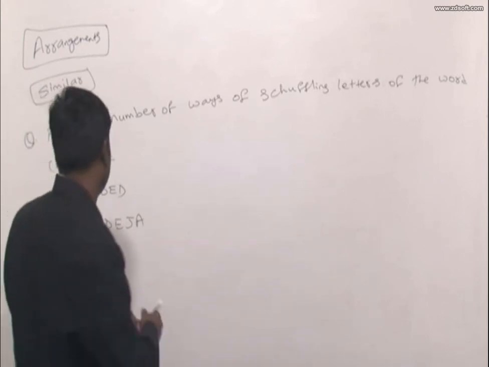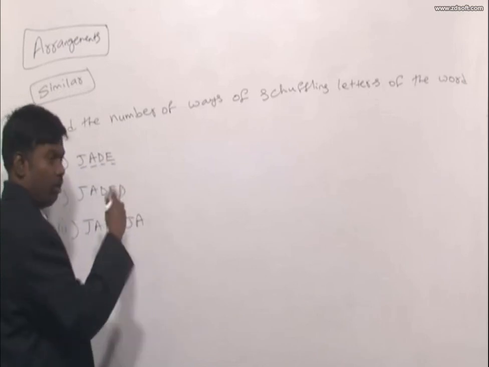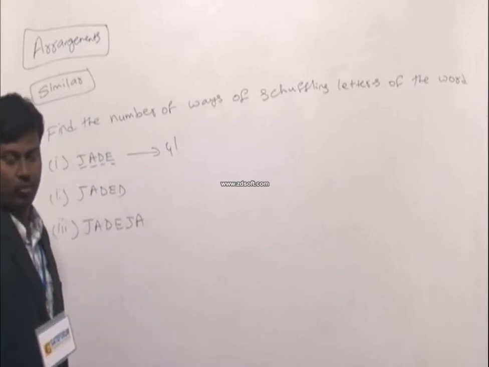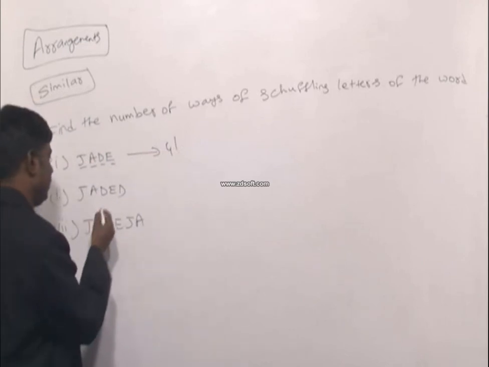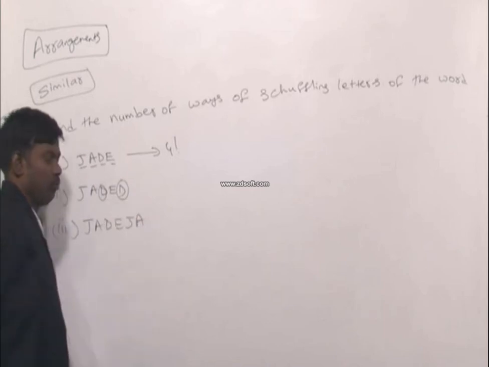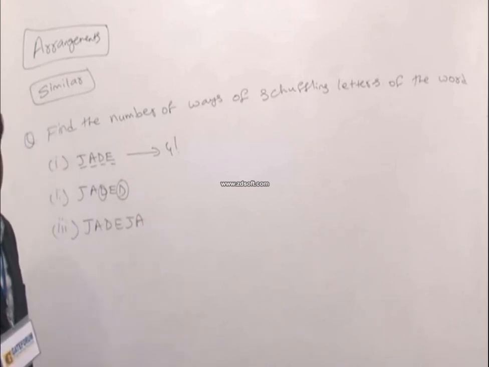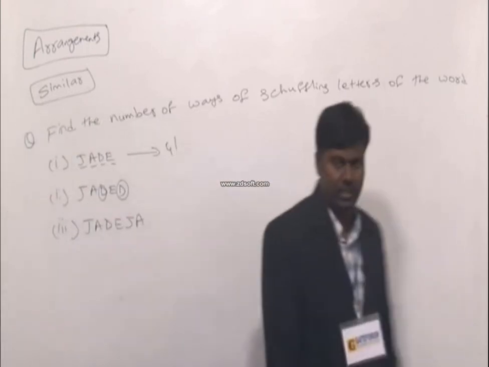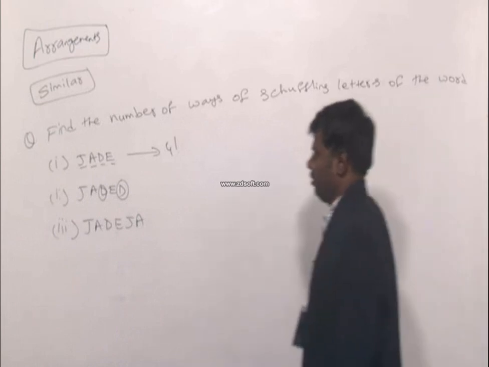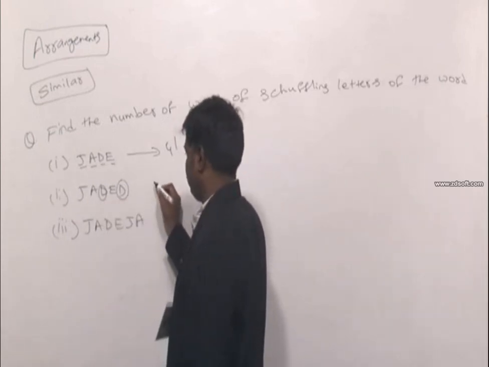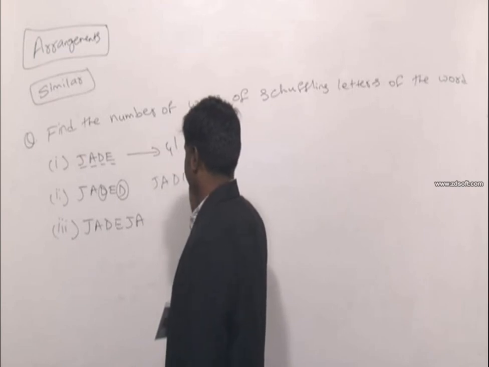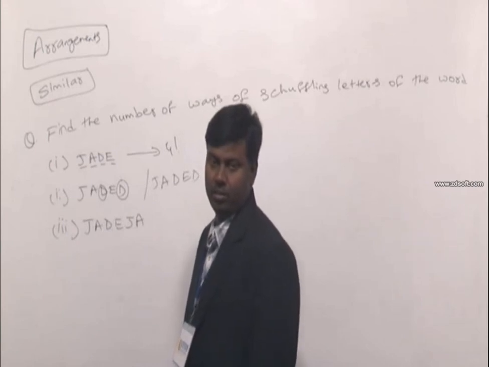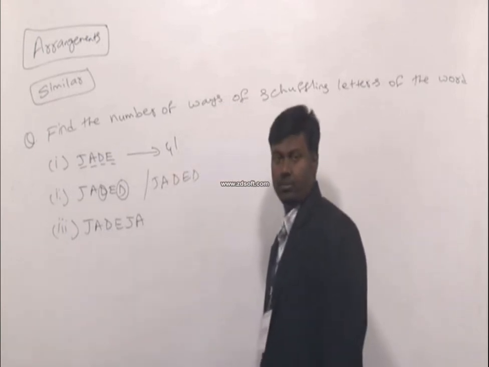First one should be very simple. J, A, D, E, all are different letters. Therefore, letters can be shuffled among themselves in 4 factorial ways. Whereas here, these two D's are similar, right? Now, if these two D's are similar, let us consider this D is replaced by this D. So what do you get? Once again, J, A, D, A, D. So shuffling these two D's doesn't make a difference, right?